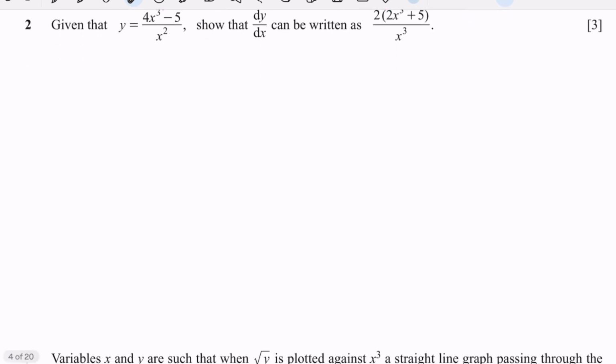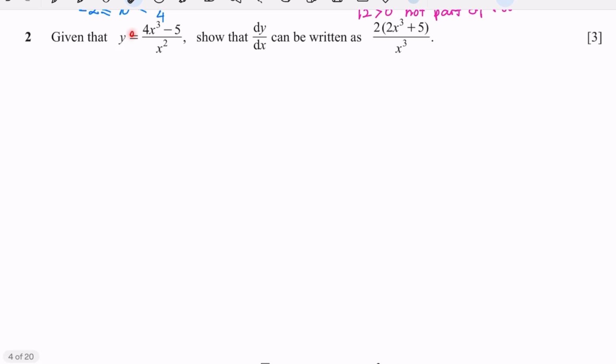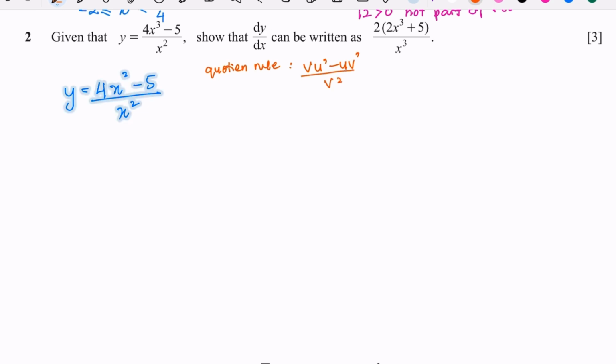Moving on, question number 2. From y to dy/dx, this is a differentiation question. We need to show that if we differentiate this, we will get to this answer. So let's start. We were given y equal to 4x power 3 minus 5 over x squared. Differentiate this, we need to use the quotient rule, where vu prime minus uv prime over v squared. Usually up here it's going to be u, down here will be v.